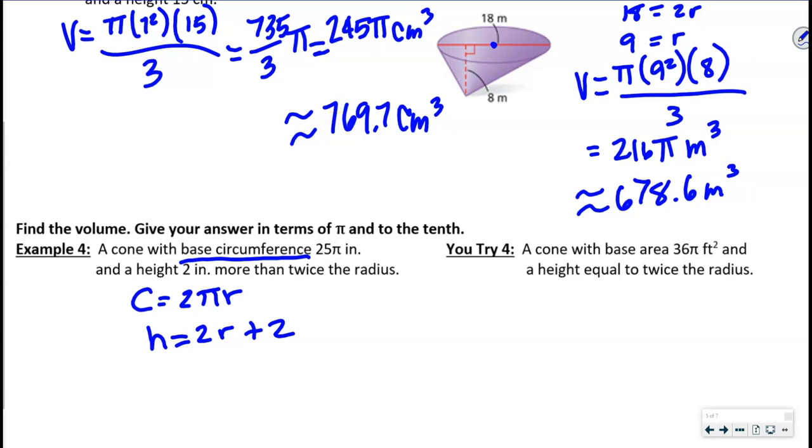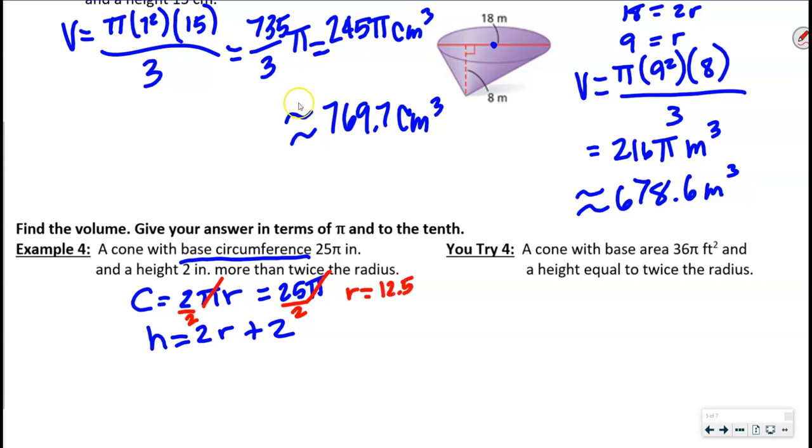plus 2, right? So it tells us that the circumference is 25 pi, right? So 25 pi. So we're going to set those two equal to each other, okay? And we're going to actually solve for our radius. So first I notice that there's a pi on both sides. That cancels out. And I'm going to divide both sides by 2, right? Okay, so that means r is going to be equal to half of 25. So that's going to be 12.5, right?